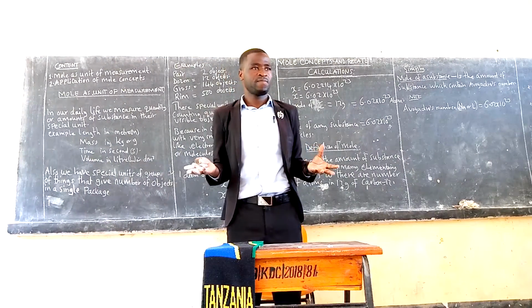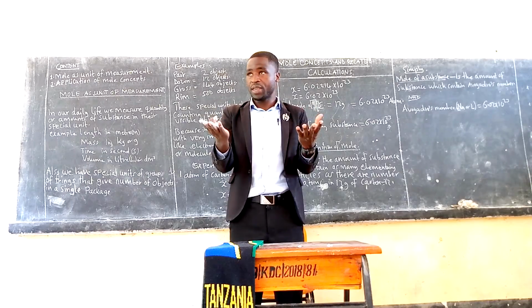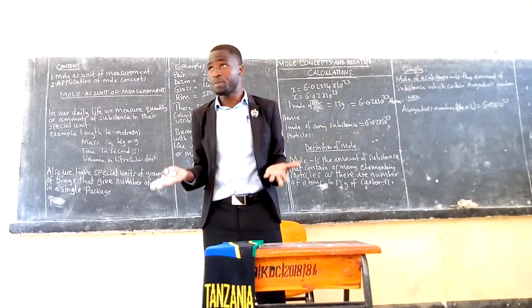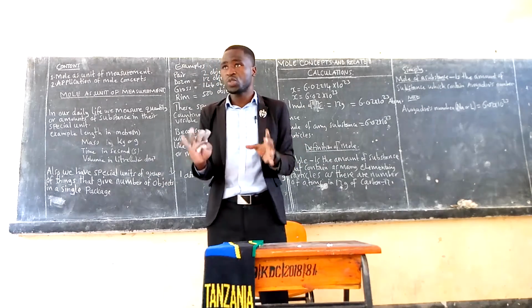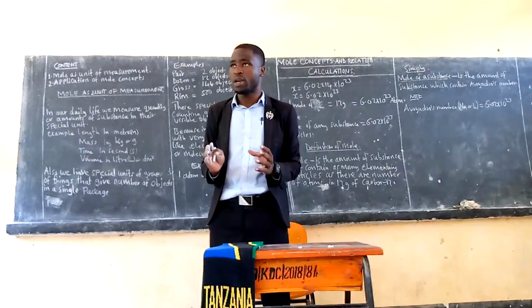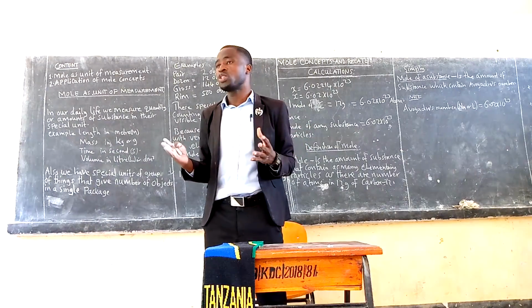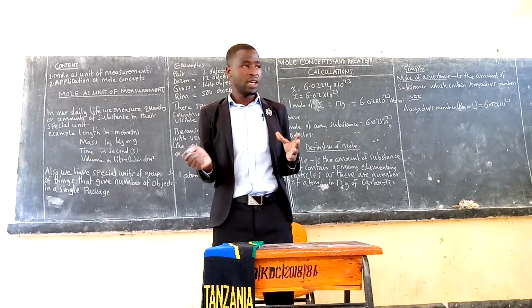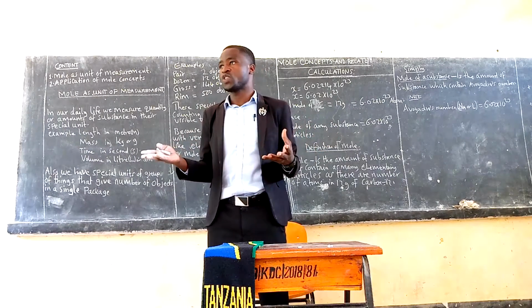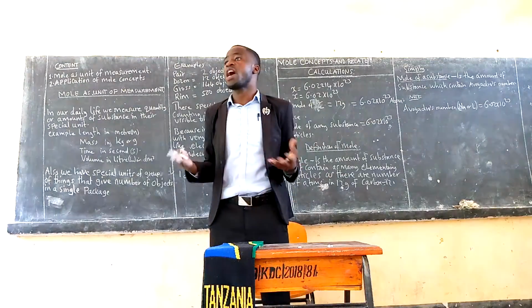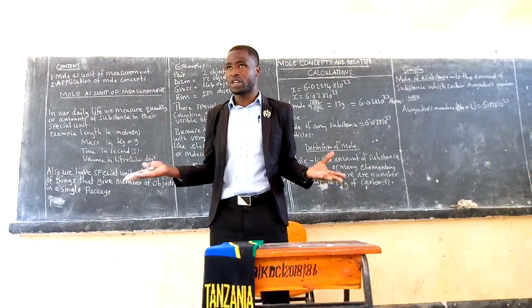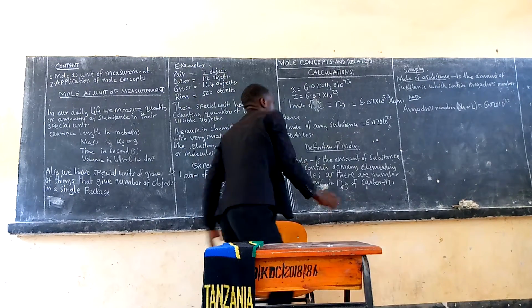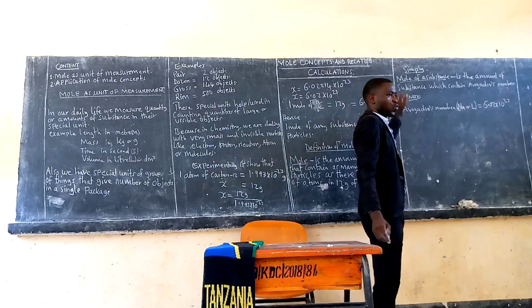Now, student, can you tell me what is a mole? Simply, a mole is nothing but a unit of measurement. So a mole is the amount of a substance which consists of Avogadro's number, or the amount of a substance which consists of as many elemental particles, such as protons, neutrons, electrons, molecules, and atoms, as there are atoms in 12 grams of carbon-12. So you can define it using either definition.